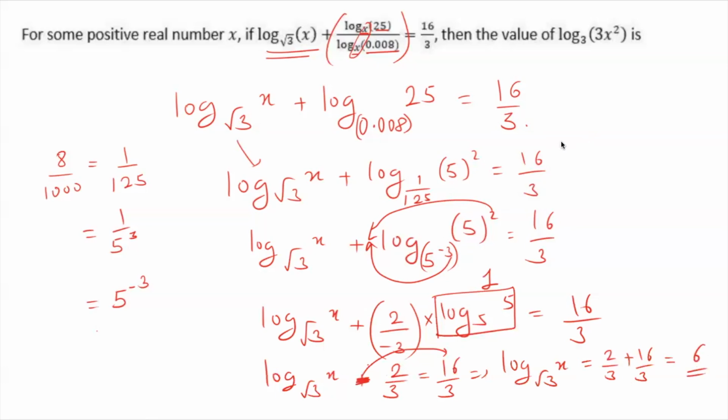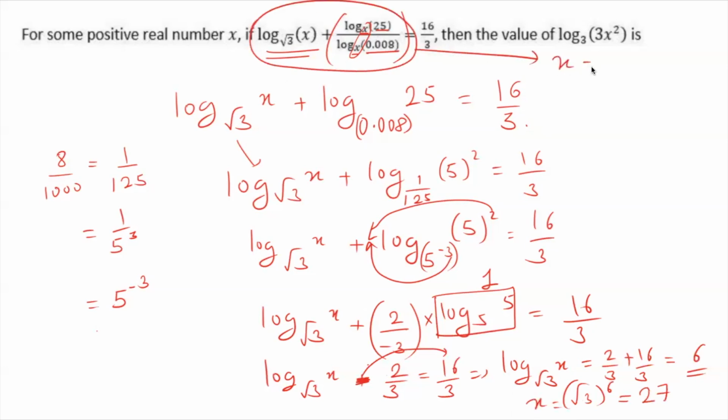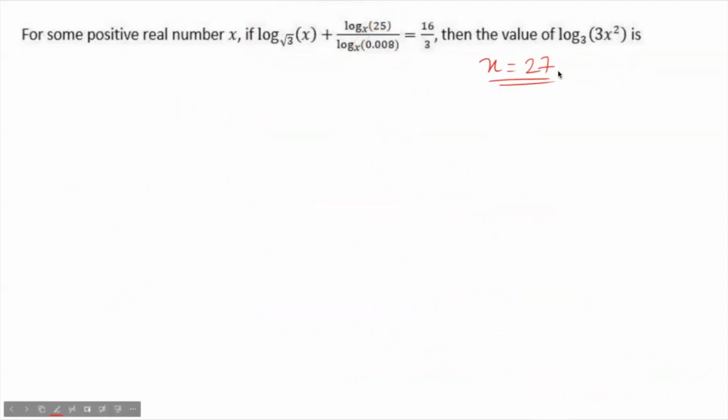And that brings me to the last step. If log of x to the base root 3 is equal to 6, then x is simply equal to root 3 raised to the power 6. Now, guys, root 3 to the power 6 can be found very easily as root 3 square the whole cube. Root 3 square is 3, and 3 cube is 27. So all this, so much, simply to get the value x is equal to 27. And once we get this, we can answer the question.